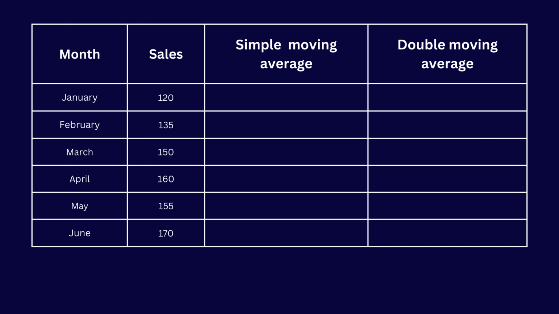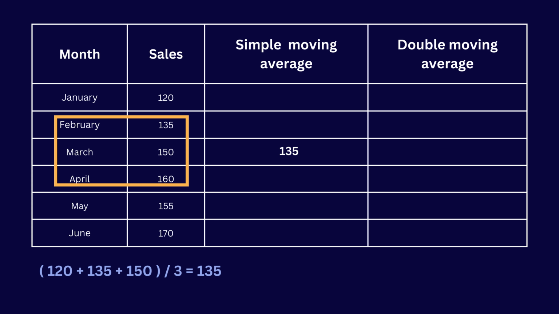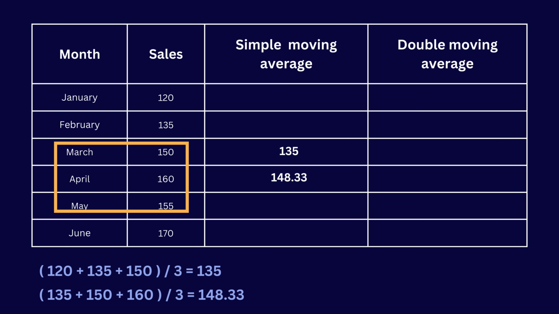To calculate the simple moving average, take the sales values for January, February and March, add those 3 numbers and divide by 3. You will get 135. Then again take the sales values for February, March and April, add up those 3 numbers and divide by 3. You will get 148.33. Now take March, April and May, add up those 3 numbers and divide by 3. You will get 155.